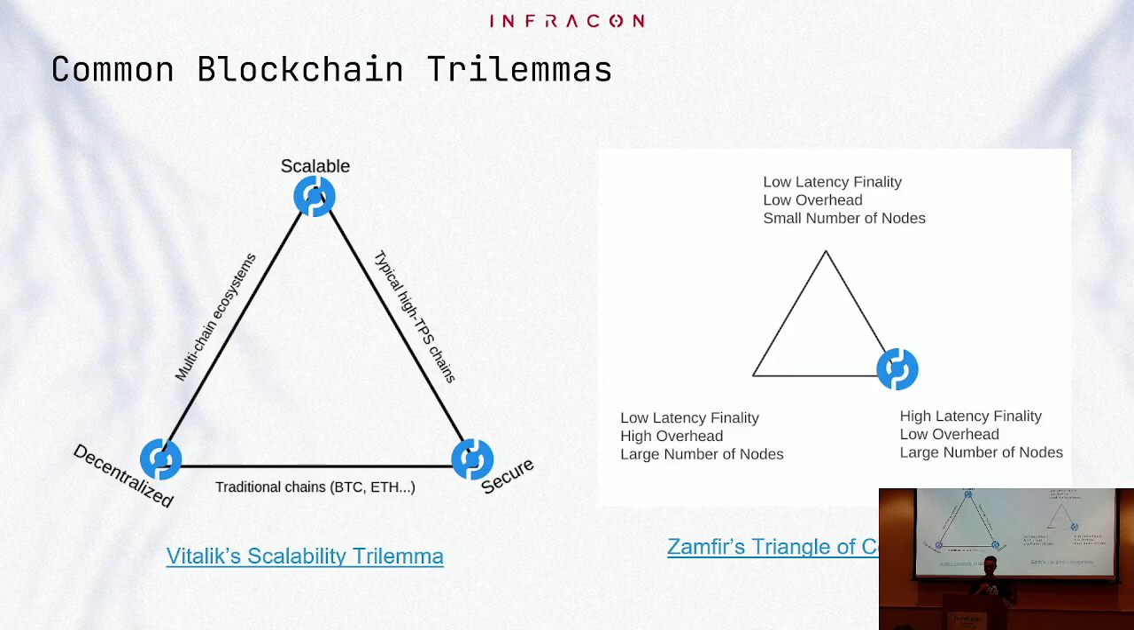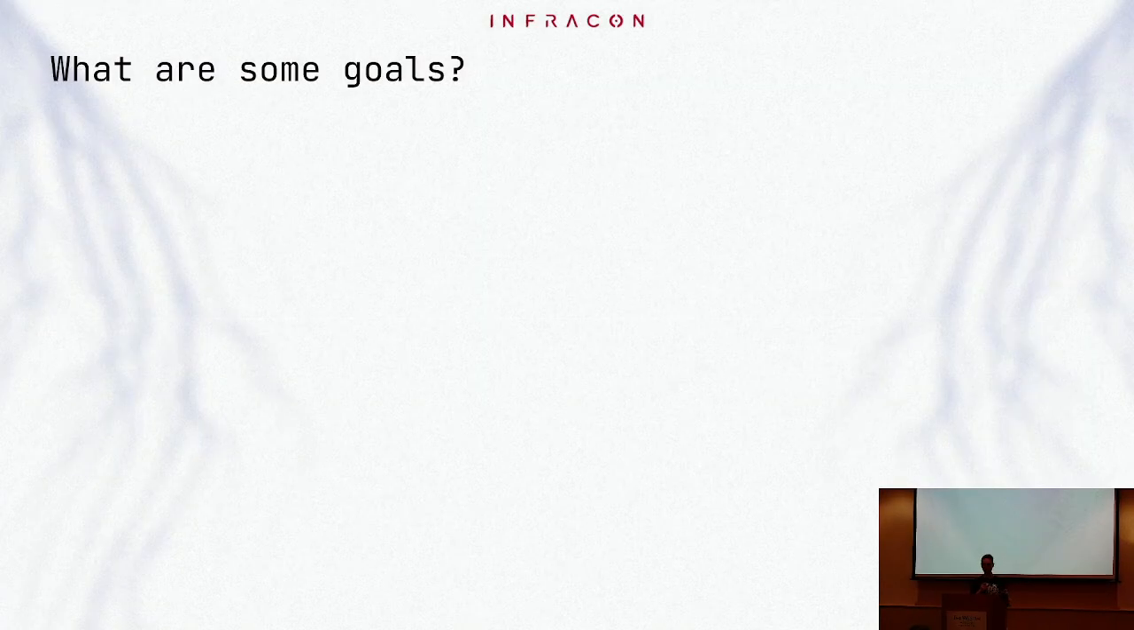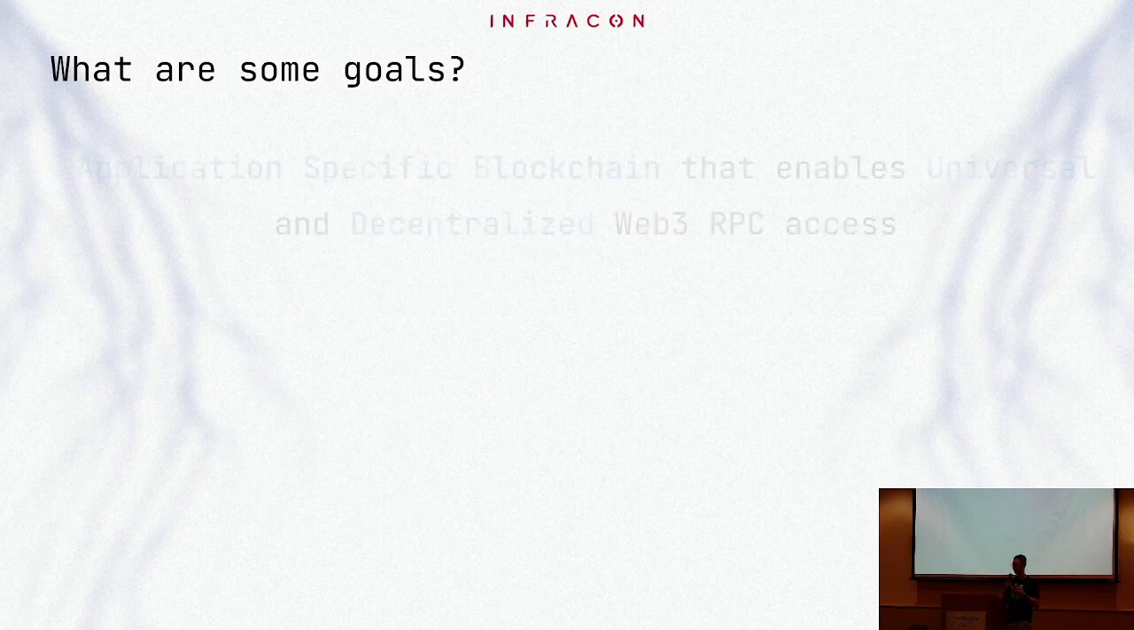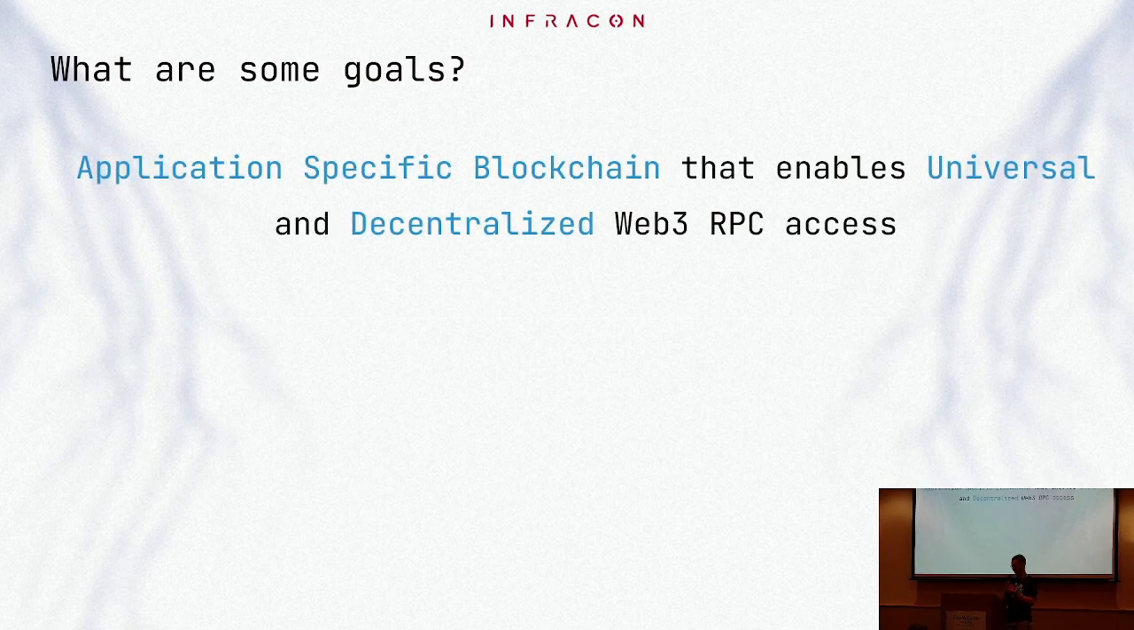But these two trilemmas actually set the framing for everything that we're going to need to do. So what are we actually building for, and what are we actually trying to optimize for? Well, we're building an application-specific blockchain to enable decentralized and universal Web3 access.